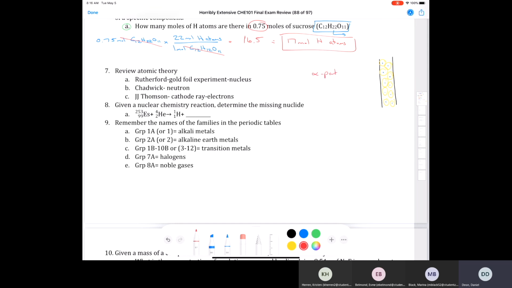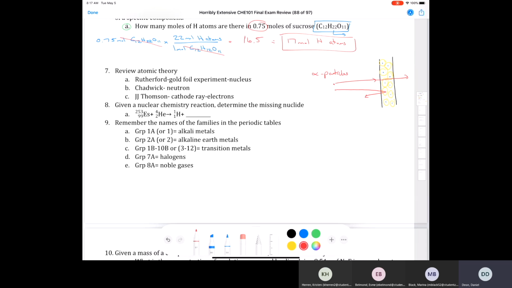So he took alpha particles and he fired them at the gold foil. An alpha particle is just a helium nucleus. Most of them went straight through, but every once in a while, one of them would bounce back, or ricochet off. And that's how he discovered the nucleus. Then Chadwick discovered the neutron, and neutrons are neutral. They have no charge.